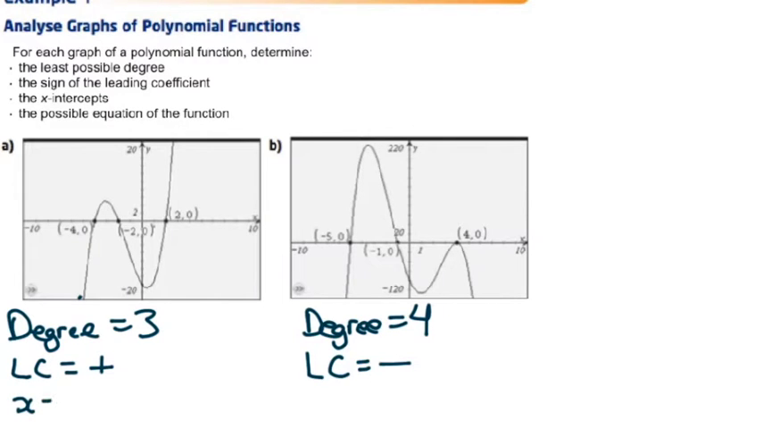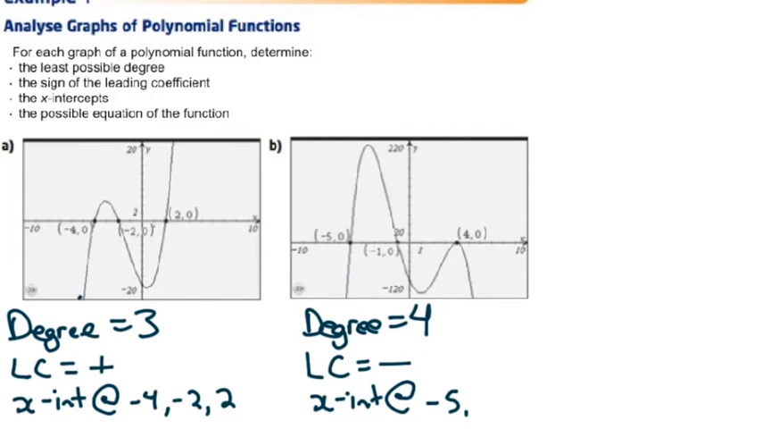X-intercepts, these are identified quite easily. In A, we have an x-intercept at -4, at -2, and at 2. In B, we have x-intercepts at -5, -1, and 4. So the equation of the function now is relatively easy to determine.